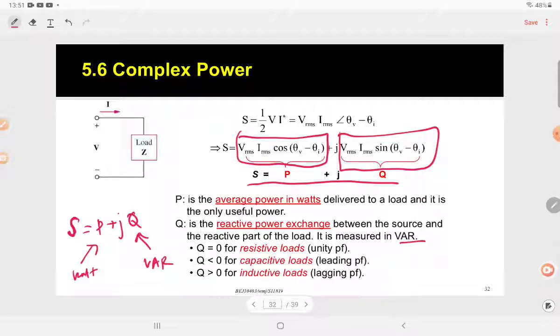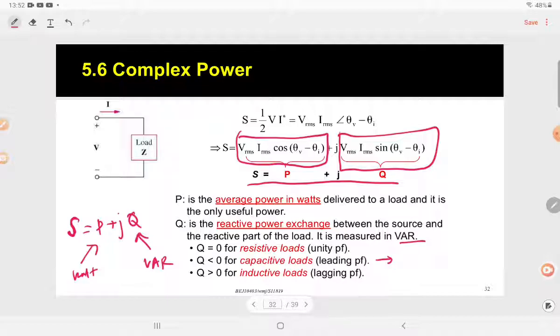Let's say if your Q part is equal to 0, then we know that your load is actually a resistive load, right? And then usually the power factor will be equal to 1. And let's say if your Q is less than 0, we know that your load is actually a capacitive load, and a capacitive load usually gives a leading power factor, right?